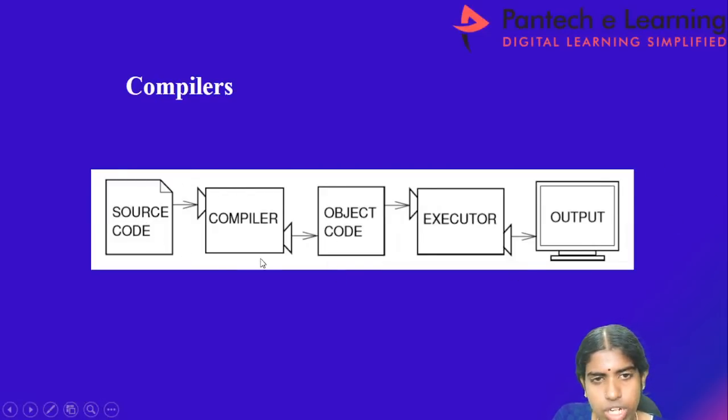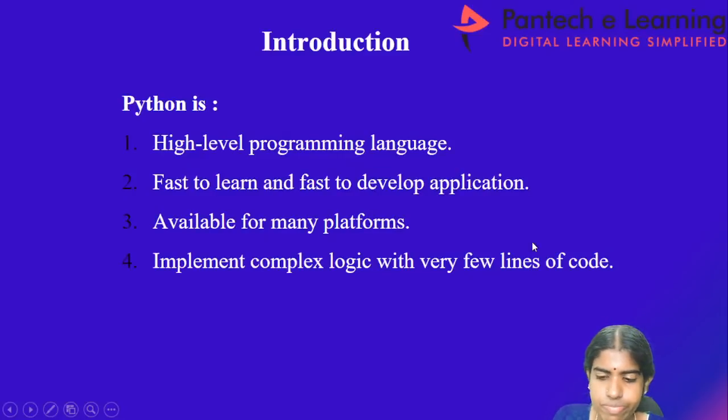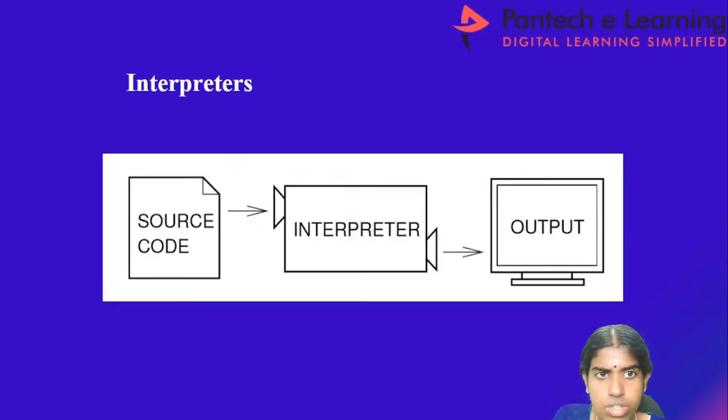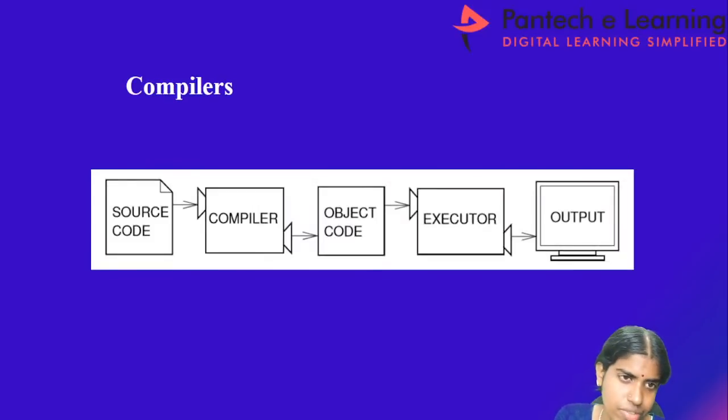Clear with this? So what are the different units or blocks that are present in a compiler? So I have a source code block. It is given to the compiler and then it is converted to object code. It is given to the executor, and finally I am going to get the output from the output unit. So all these are the different blocks that are present in an interpreter and a compiler.